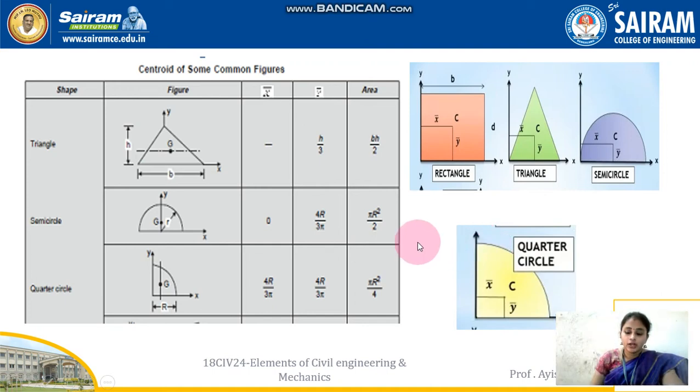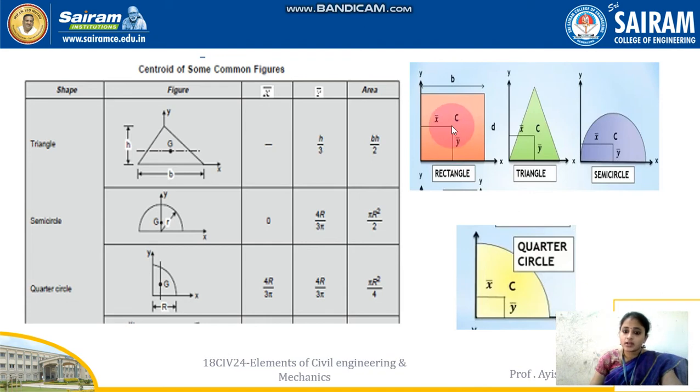Hi everyone. In the previous presentation, we had seen the derivation of rectangle, triangle, semicircle and quarter circle. So again, I will explain how the derivation came and how to take the formulas for each and everything. Okay. So the first one is a rectangle.